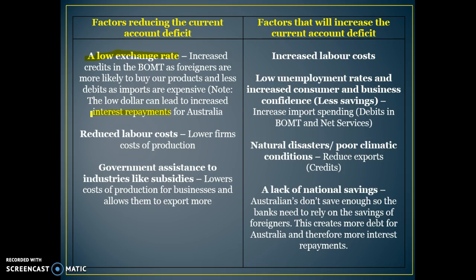Lower labour costs will make things cheaper, and therefore we'll be more competitive. Government assistance. So if the government provides assistance through subsidies, it will help to lower our cost of production as well and allow us to export more. So basically, most of these things flow back to us exporting more.